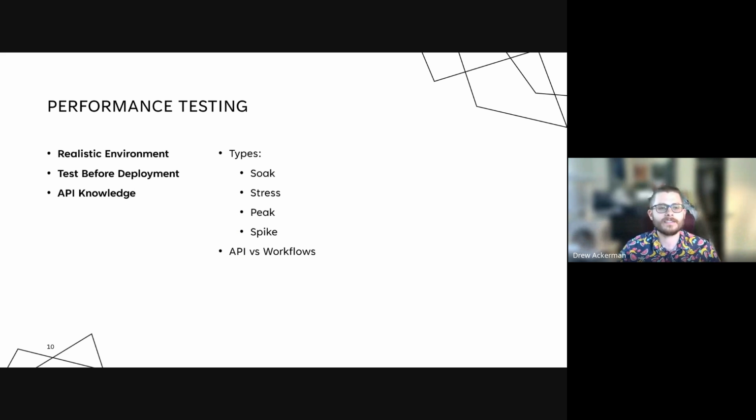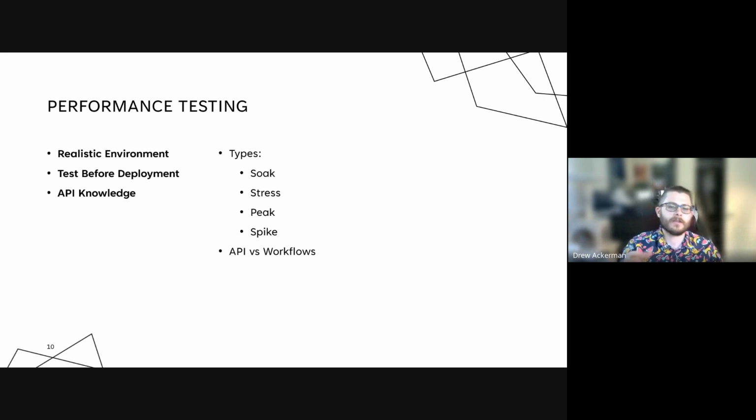So when we're talking about performance testing, we need to make sure that we have this idea of a realistic environment. We have this idea of testing before deployment. And then we have this idea that when you are doing performance testing, it requires API knowledge almost always. And that's probably not just almost always, that's probably always. There's very little performance testing you can do where you don't need to know what that API looks like, because you're usually making direct calls to that API in a chain to simulate what the user is going to go through in a normal workflow.